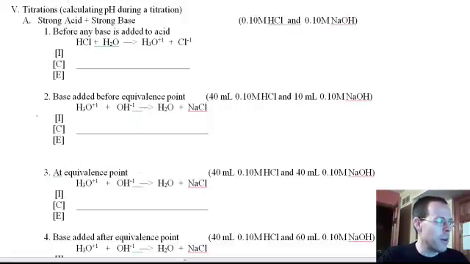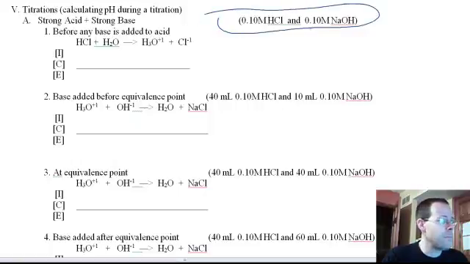So in your notes, we're on Roman numeral 5, and we're basically looking at titrations and calculating the pH during a titration. We're going to look at 3 scenarios: a strong acid with a strong base, then weak acid with strong base, and then strong acid with weak base. Okay? So before any base is added to the acid, up here you can see we have 0.1 molar HCl, and we're going to have eventually 0.1 molar NaOH. So before we add any base, we really just have HCl in our liquid water.